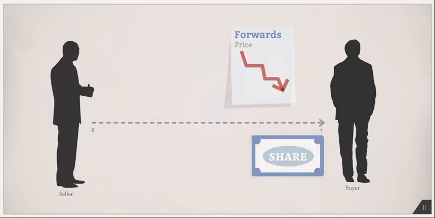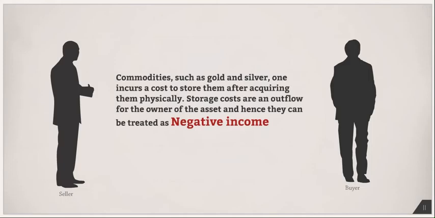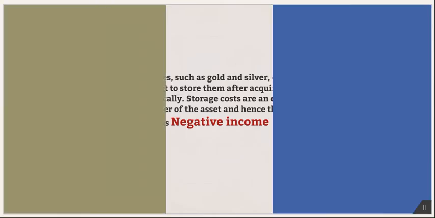For commodities such as gold and silver, one incurs a cost to store them after acquiring them physically. Storage costs are an outflow for the owner of the asset, and hence they can be treated as negative income. The relationship with storage costs is as follows.